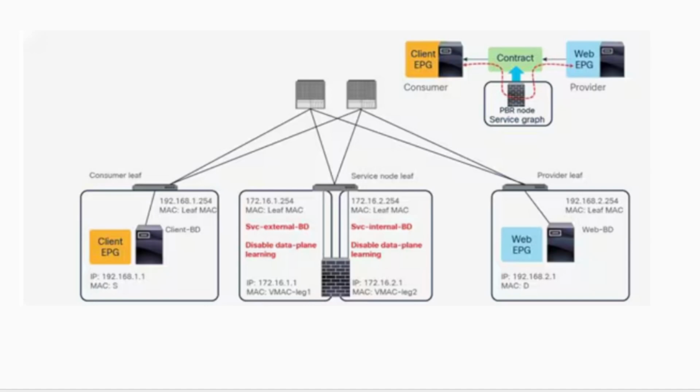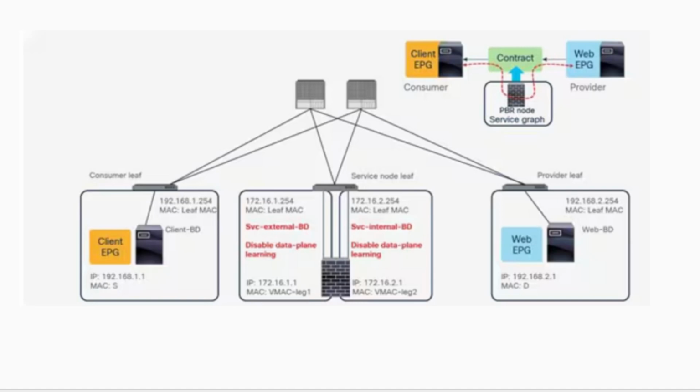Why disable the data plane learning? Disabling data plane learning is because on the service external bridge domain and service internal bridge domain, this ensures that traffic always flows through the service node as intended. MAC learning does not interfere with the redirection, avoiding unintended direct communication between endpoints.